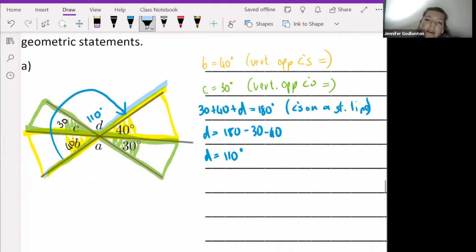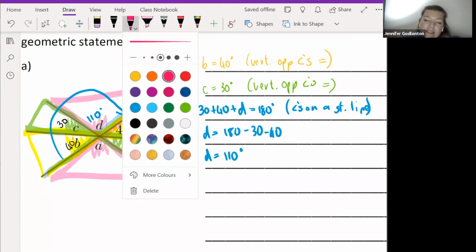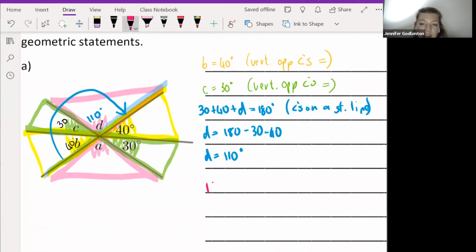Once I have D, you could do angles around a point. You could do angles on a straight line. Or the easiest one is you could say that D is equal to A. Let me just write it the other way around. A is equal to 110 degrees because of vertically opposite angles being equal.